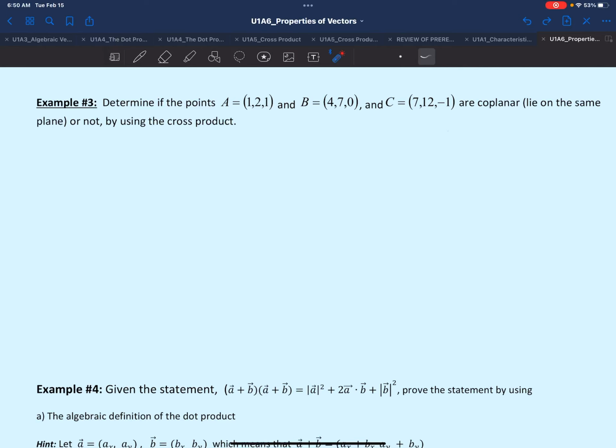Welcome back to the properties of vectors lesson, and now we're going to take a look at a very interesting example. We're given 3 points in 3D, and we want to determine if the 3 points are coplanar, which means they lie on the same plane or not, by using the cross product. So imagine 3 points connected together, making a plane together, which means that the 3 points must make some triangle. I'm going to call them randomly as points A, B, and C.